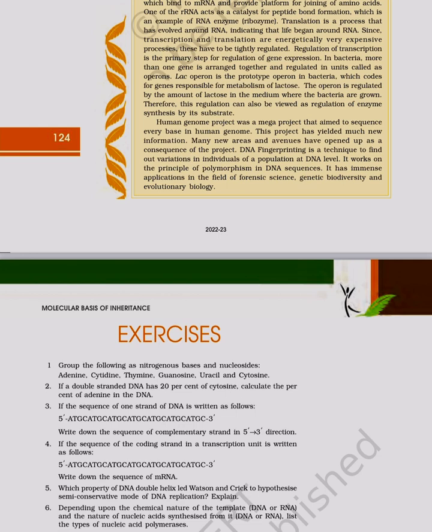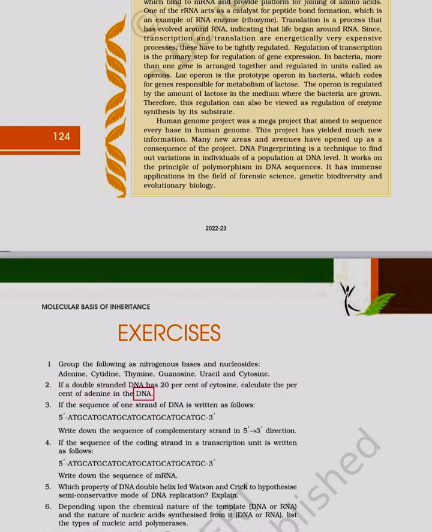124. Biology. 2022 to 2023. Molecular Basis of Inheritance. Exercises. 1. Group the following as nitrogenous bases and nucleosides: adenine, cytidine, thymine, guanosine, uracil and cytosine. 2. If a double-stranded DNA has 20% of cytosine, calculate the percent of adenine in the DNA.